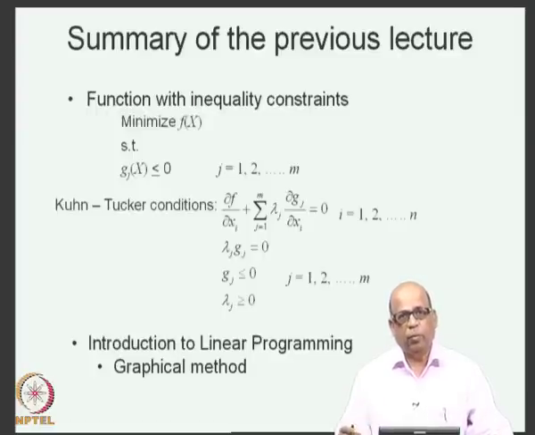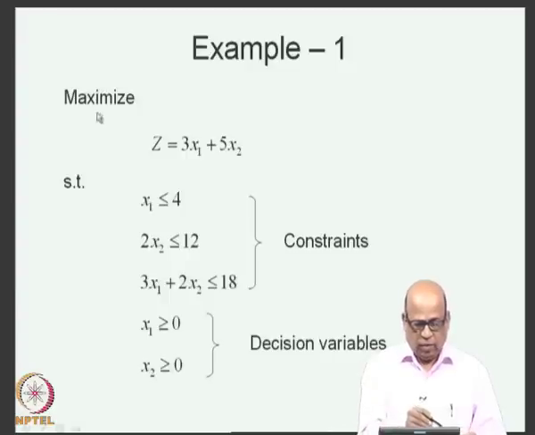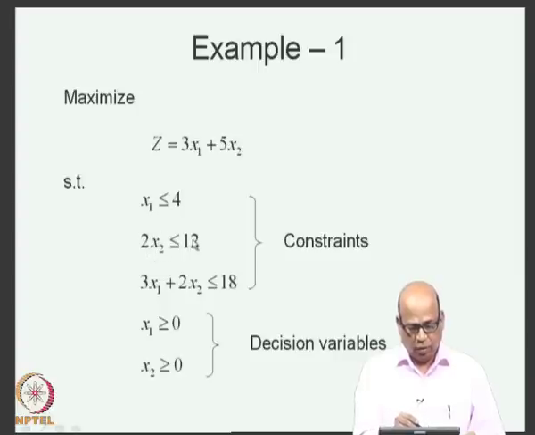So, we will revisit the problem that I discussed towards the end of the previous lecture, and from that we will go on to explain the complete graphical procedure. We started with the example: maximize z equal to 3 x 1 plus 5 x 2 subject to x 1 less than or equal to 4, 2 x 2 less than or equal to 12, 3 x 1 plus 2 x 2 less than or equal to 18. These are the constraints, and then we have the non-negativity of the decision variables: x 1 greater than or equal to 0 and x 2 greater than or equal to 0.